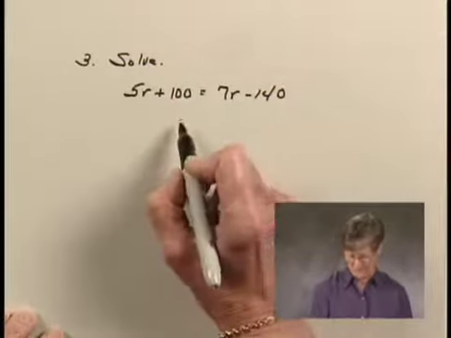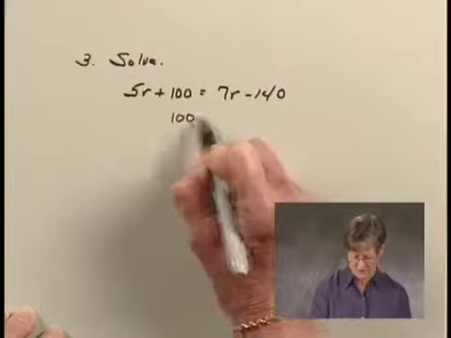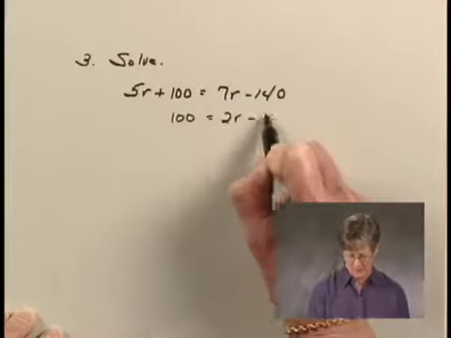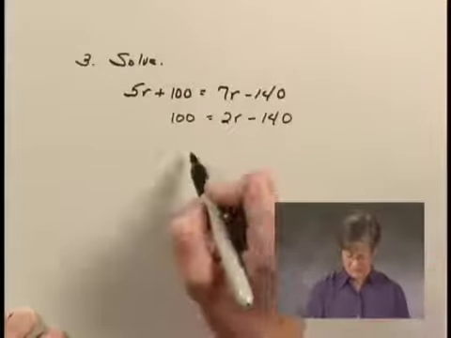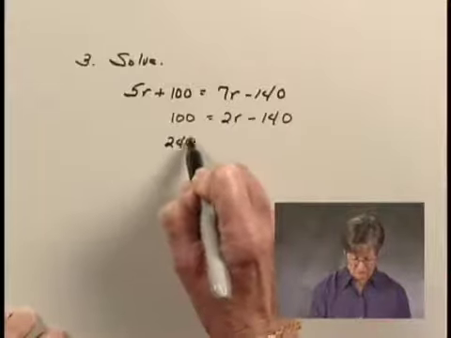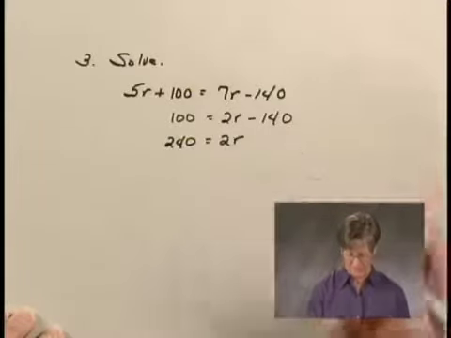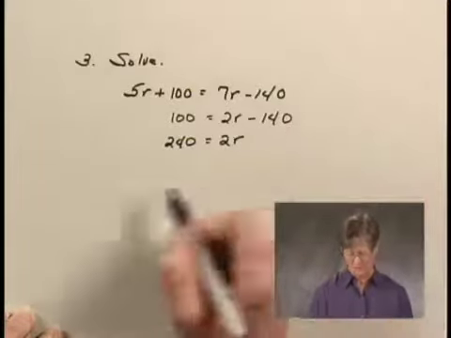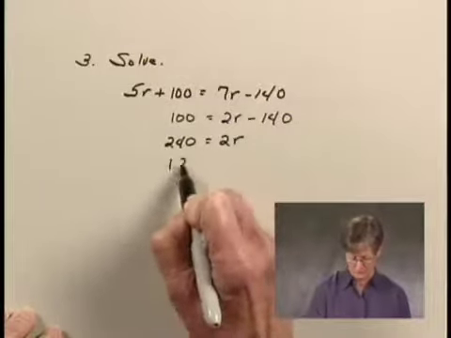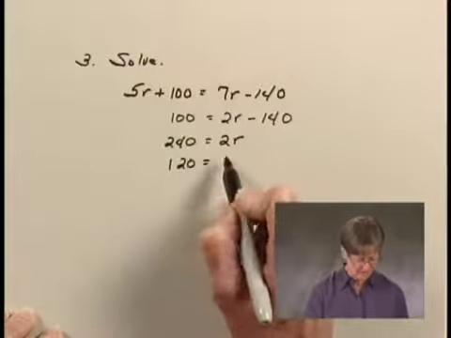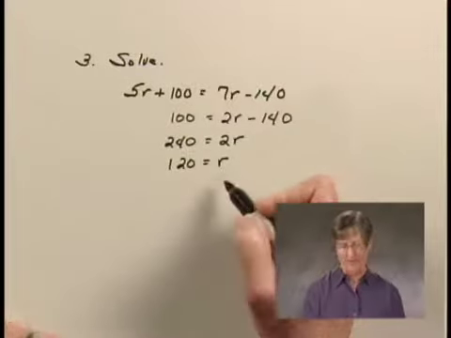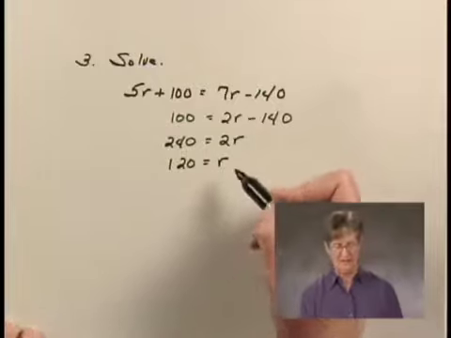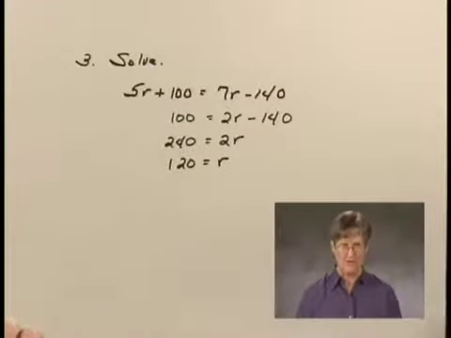I'm going to subtract 5r on both sides, so I'll have 100 equals 2r minus 140. And now I'm going to add 140 on both sides. I get 240 equals 2r. And finally, I'm going to divide both sides by 2, and I get 120 equals r. Now, we don't need to find d in this step. We're asked to find the speed of the plane in still air, which is r, and in the process of the check, we'll deal with the distance.